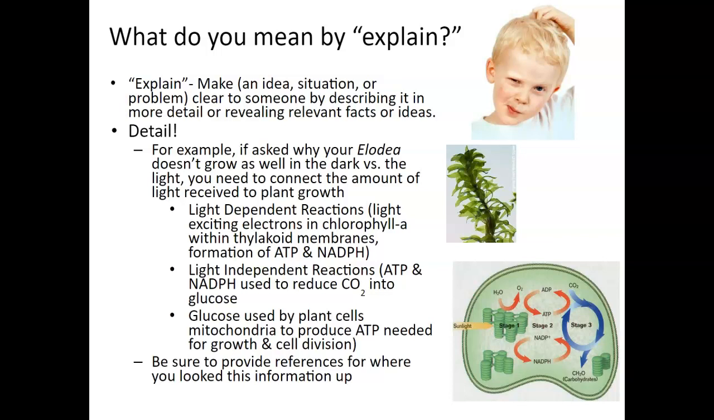Then those ATPs and NADPHs go into the light-independent reactions, or the Calvin cycle, where they will be used to take carbon dioxide and incorporate it into sugars. Then those sugars will be used by the plant cells in their mitochondria to make ATP. ATP that is needed for plant growth through cell division. So connection to mitosis, right? So again, you have to connect it all the way from the independent variable to the dependent variable.